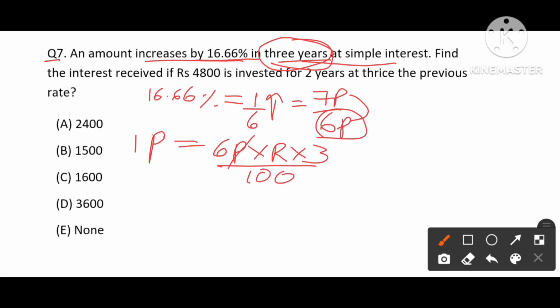So P and P cancel. We are left with R equals 100 divided by 6 times 3, which is 18.